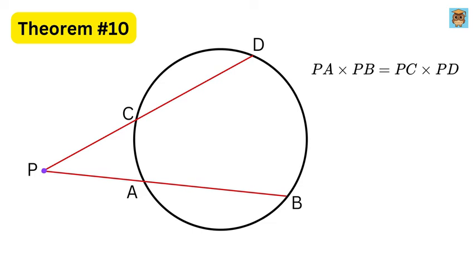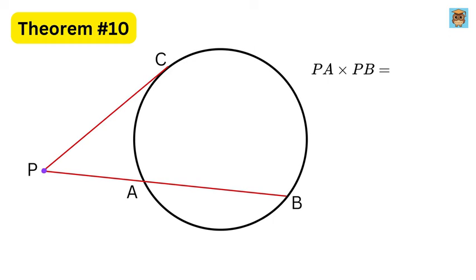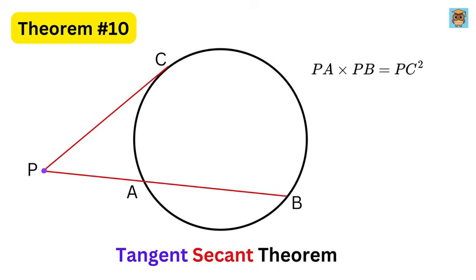will be the same as PC times PD. Awesome! We can extend this theorem and say that if this line is a tangent, say this line touches the circle at a single point C, then we have PA times PB equals PC square. This theorem is called the tangent-secant theorem, which is very similar to the two secant segment theorem.